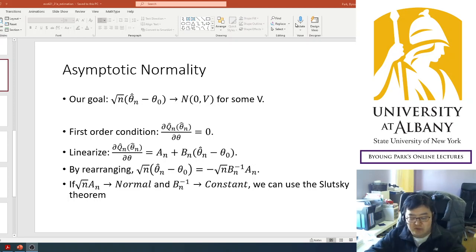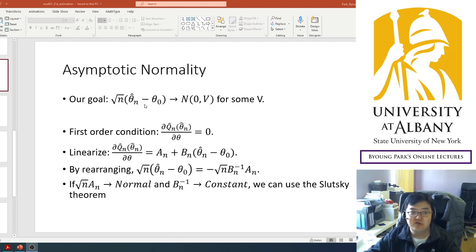We are going to look more carefully at the proof of asymptotic normality, and I set up this big picture in the previous video. So we would like to calculate the limiting distribution of this estimation error with this adjustment, the square root n adjustment to prevent this from converging to zero.